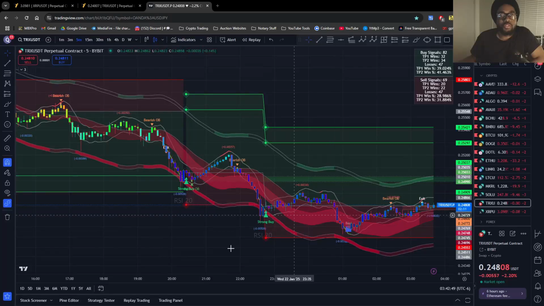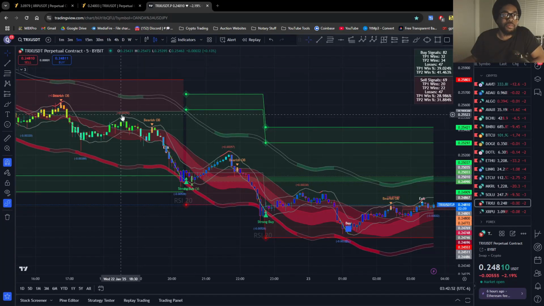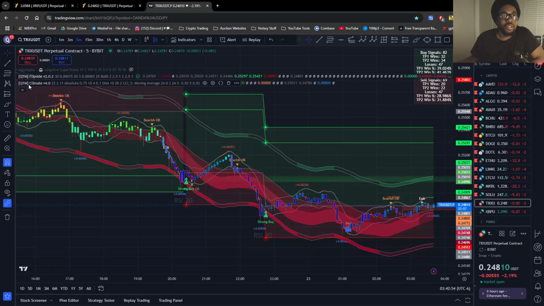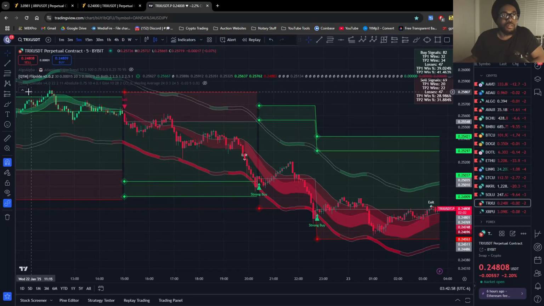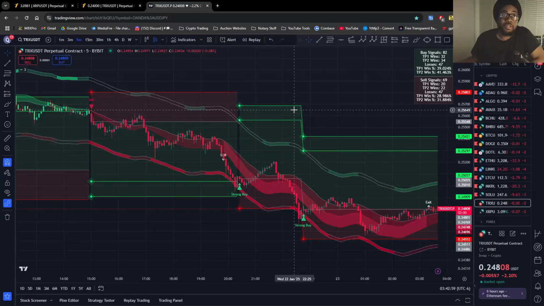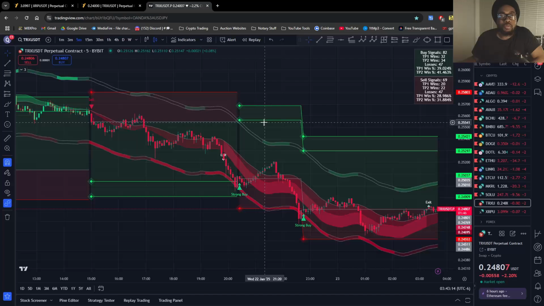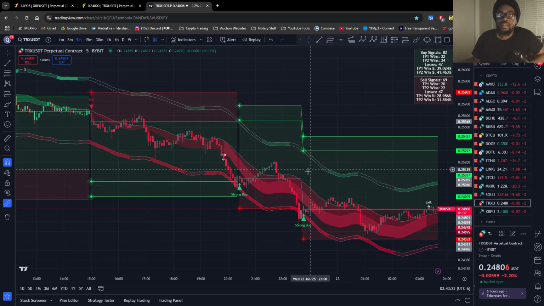What you guys are looking at right now is actually two indicators. Let me take off my other one, but this is one of the main indicators that I've been using. I only have maybe 3 indicators that I've created, but this is currently my favorite one. I call it FlipSide. This is the 2.0.2 version.